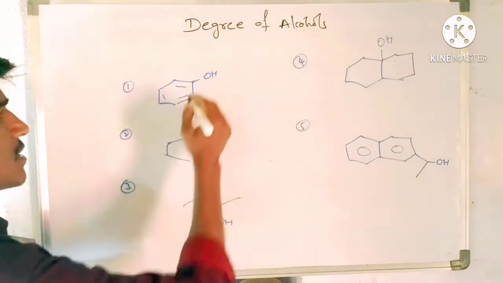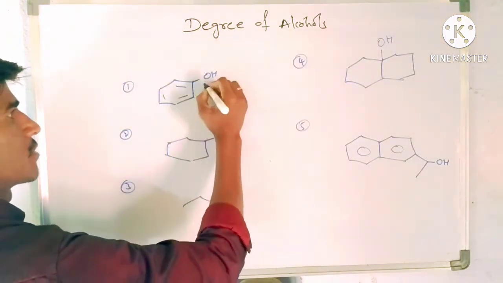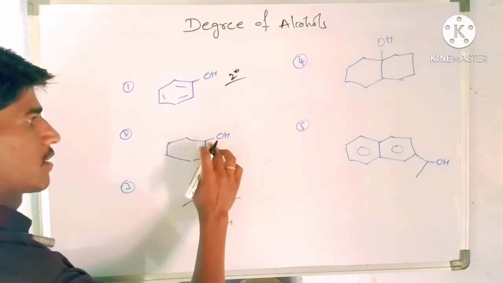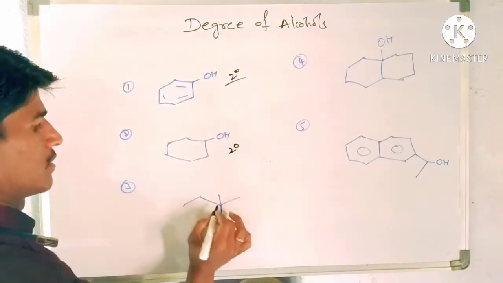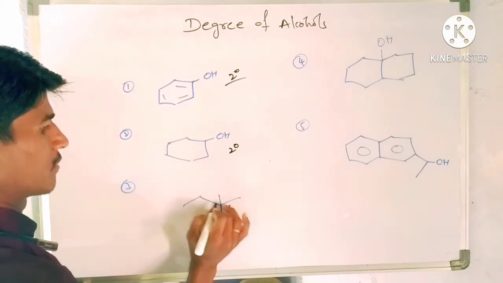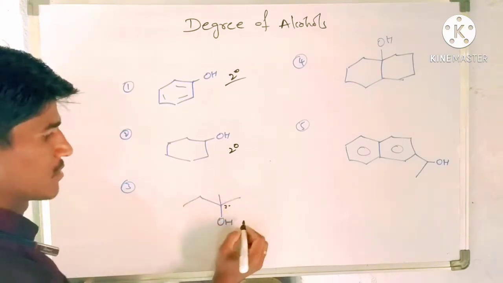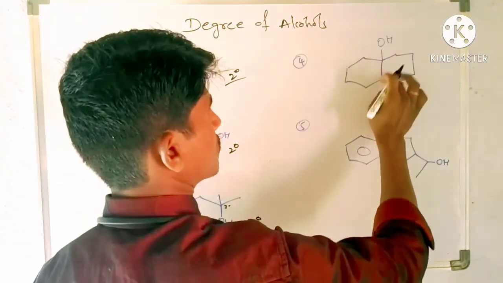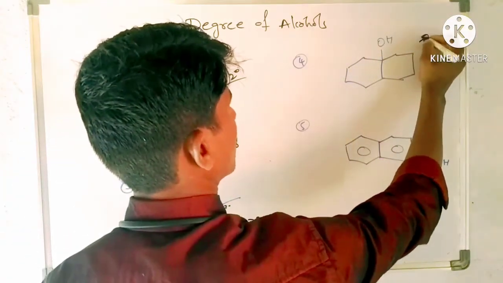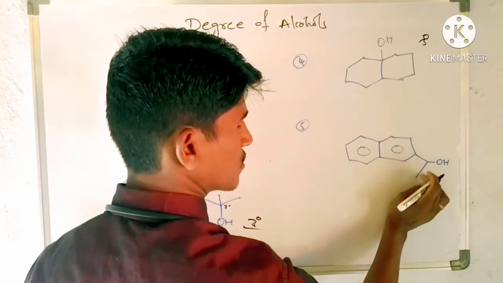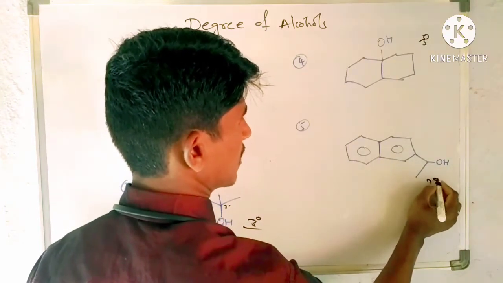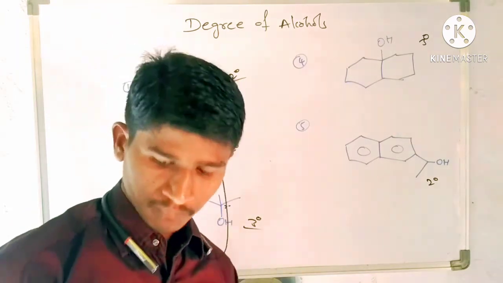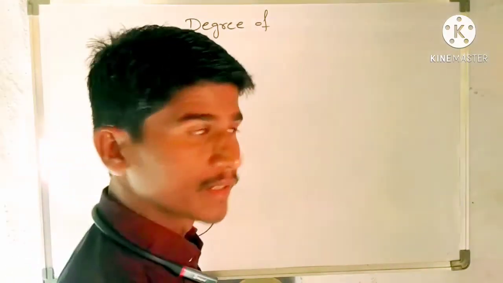Now this carbon is 1, 2, a secondary carbon, so this is secondary alcohol. This carbon is also a secondary carbon, so this is secondary alcohol. Now this is a tertiary carbon. Why? Because it is attached to 1, 2, 3 carbons. So this is tertiary alcohol. This carbon is attached to 3 other carbons, so this is tertiary alcohol. Now this carbon is attached to only 2 carbons, so this is secondary alcohol. This is the way to find out the degree of alcohols. Next, degree of amines.